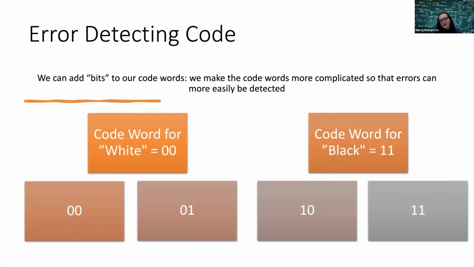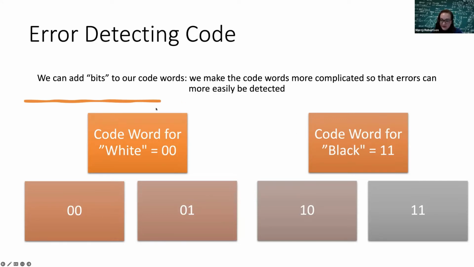There you go. So the first thing we can do is increase the number of bits in our word. So bits, I mean the entries in our words. So we make our code words more complicated, so it's easier to detect errors. Okay?